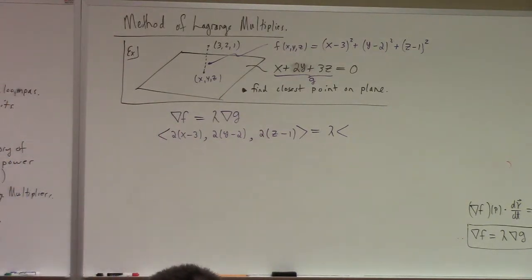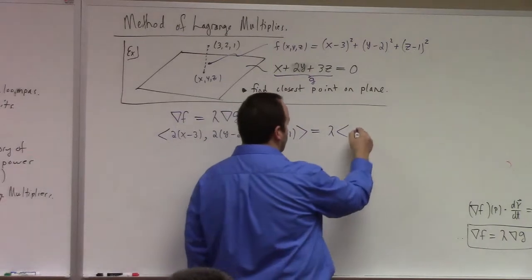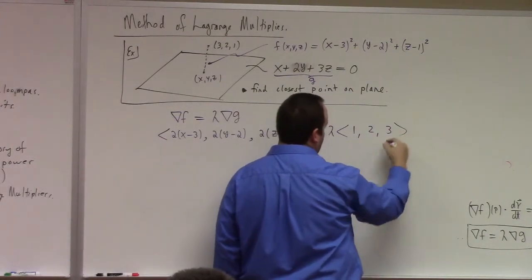I say that this is different than the way I already taught you, but in fact, it's very quickly going to lead us to exactly the same algebra that we did to find the point of intersection of the normal line and the plane. What's the gradient of g? 1, 2, 3, right?